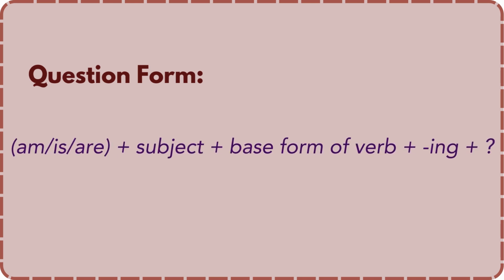To form questions in the present continuous tense, we invert the subject and the present tense of the verb to be, am or is or are. Then, we add the base form of the main verb with the ing suffix. The basic structure for the question form is present tense of to be, am or is or are, followed by subject, followed by the base form of verb plus ing, followed by a question mark.